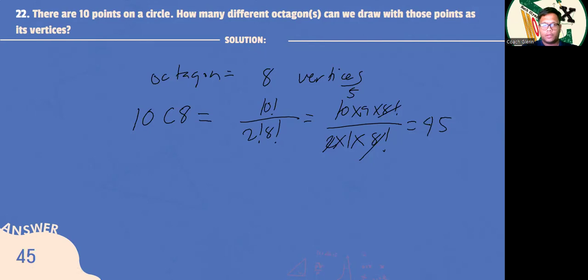Okay. Any questions for number 22? What is 10C8? Combination. Then choose 8. The formula here is n choose r is equal to n factorial over r factorial times n minus r factorial. So you just plug that in and then solve for it. Okay. Any other questions for 22?